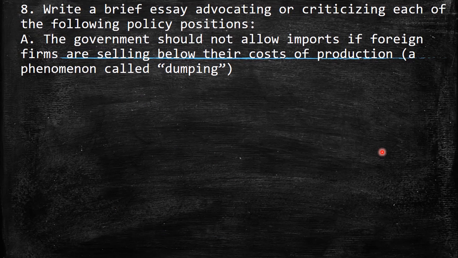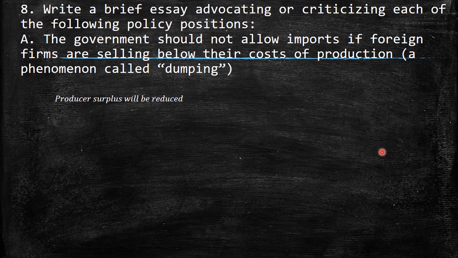So 8. Write a brief essay advocating or criticizing each of the following policy positions. A. The government should not allow imports if foreign firms are selling below their costs of production, a phenomenon called dumping.